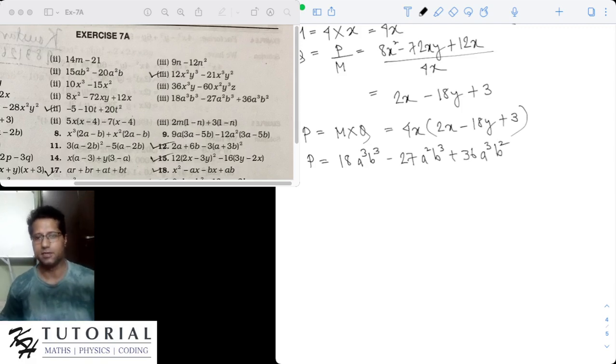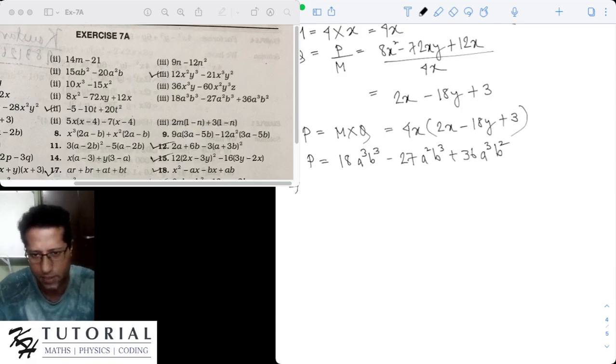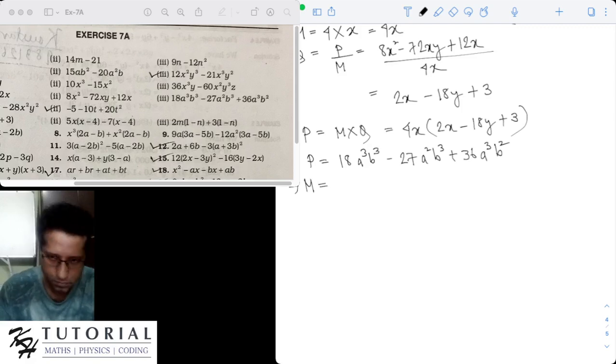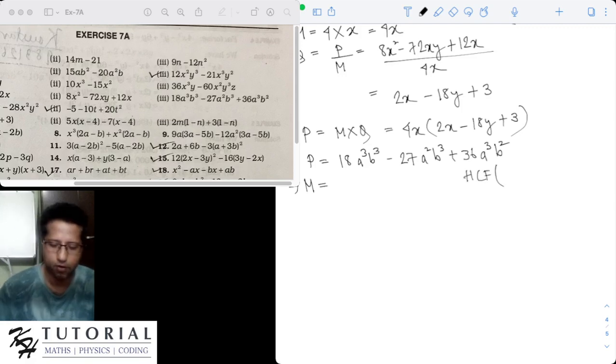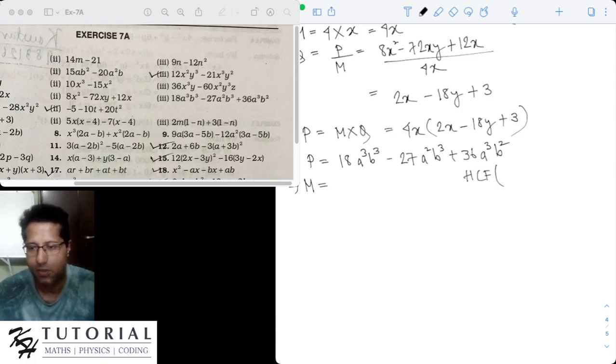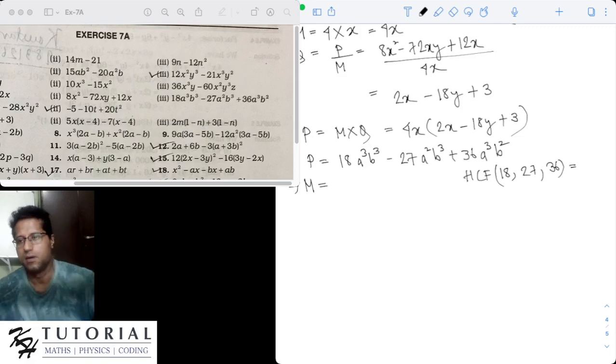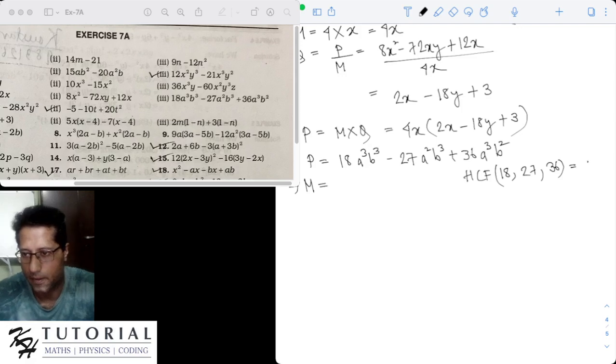So we can clearly see that the variable a belongs to all the terms, and variable b also belongs to all the terms. So we will definitely have a common factor. We have to figure out what m is, that is the common factor in all the terms. So what will be the coefficient of the m? It will be the HCF of the coefficients of all the terms ignoring their sign. So the HCF of 18, 27 and 36 will be 9.